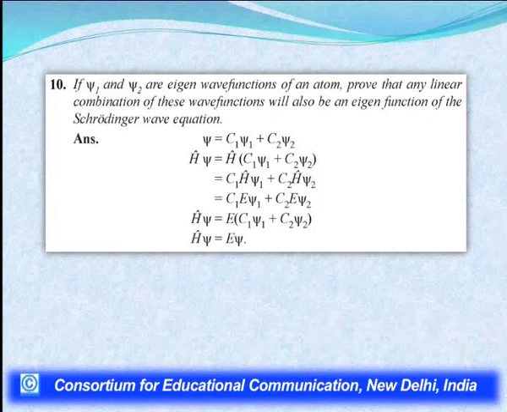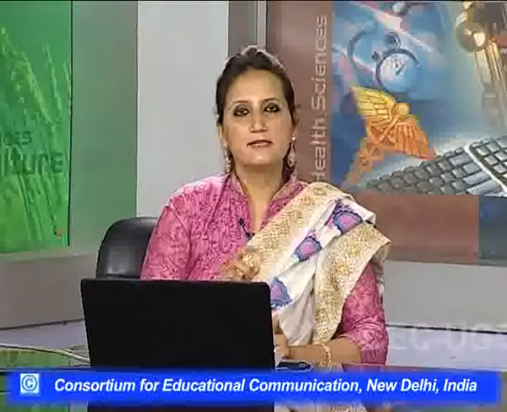Now suppose we have two wave functions psi 1 and psi 2, and the linear combination is given by the expression I have written: psi equals C1 into psi 1, where C1 is the weightage of the first wave function, plus C2 into psi 2, where C2 is the weightage of the second wave function.